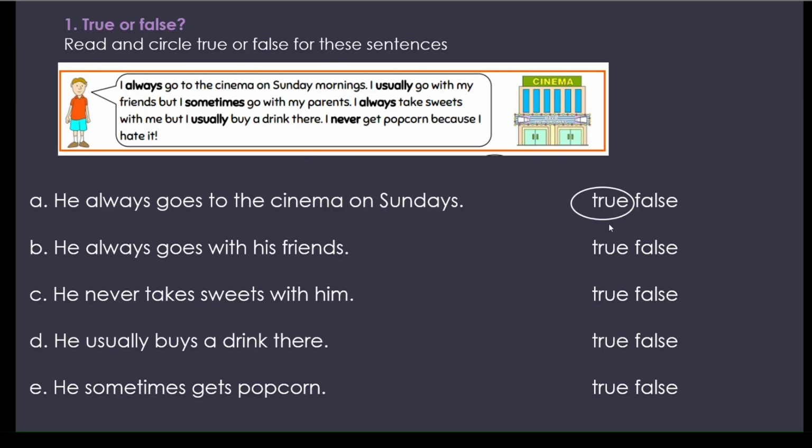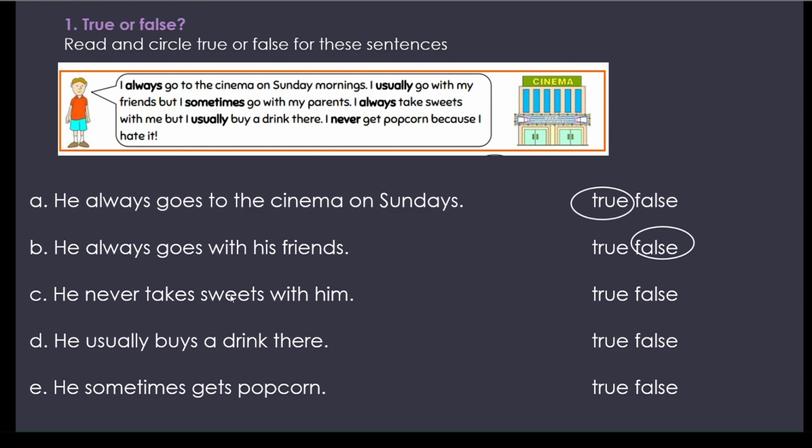And stop. Let's check your answers. Here we have, he always goes to the cinema on Sundays. Let's check: I always go to the cinema on Sunday mornings. So this sentence is true. He always goes with his friends. I usually go with my friends, but sometimes I go with my parents. So this sentence is false.